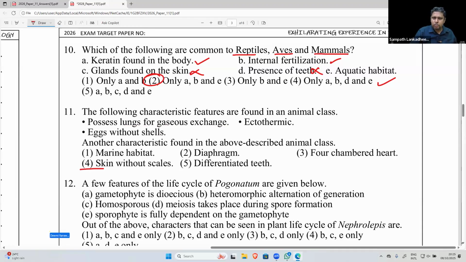This is amphibian. Possess lungs for gaseous exchange, ectothermic. Because reptiles are ectothermic, amphibians are ectothermic, Osteichthyes and Chondrichthyes are ectothermic. And then eggs without shell, you can eliminate the reptiles. Lungs, then you can eliminate cartilaginous fish and the bony fish. So this is amphibian.